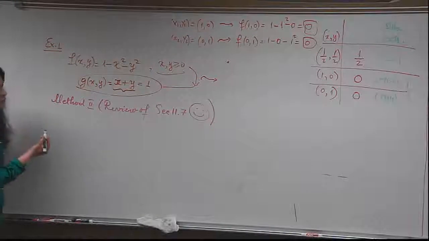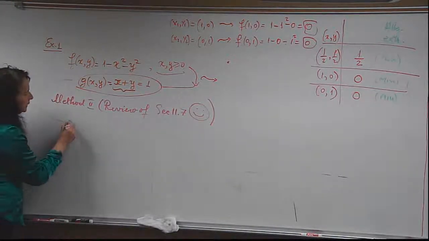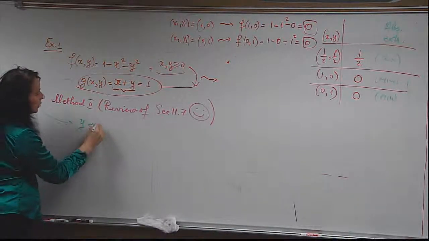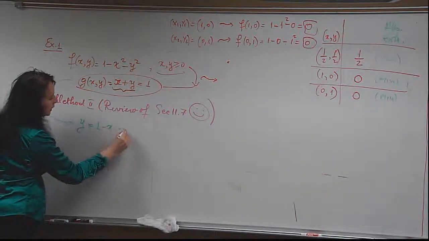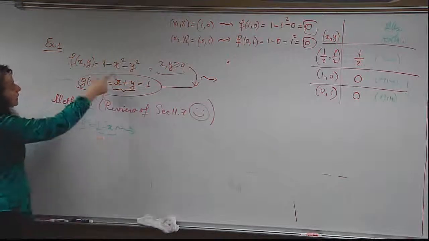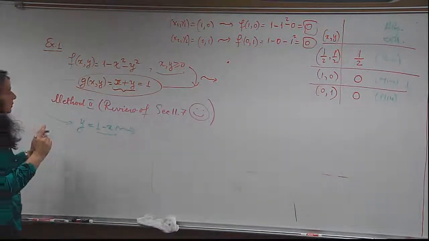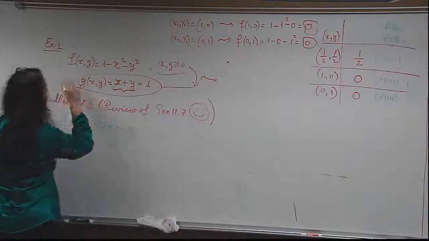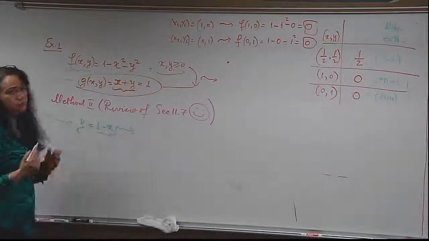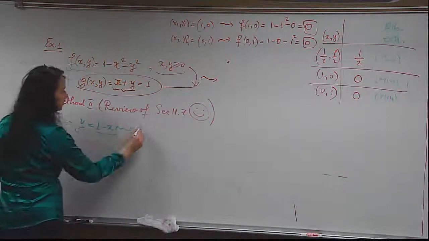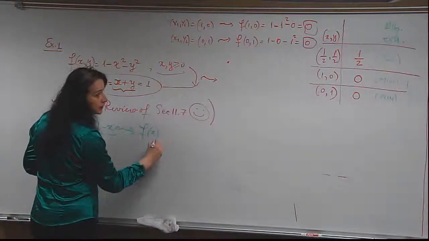So what did we do last time about the constraint? Since x and y are married, y depends on x, so y is 1 minus x. And this is what I have to plug into the original function. Then f will not be a function of 2 independent variables anymore, but it's going to become a function of 1 variable. Thank God it's not hard.